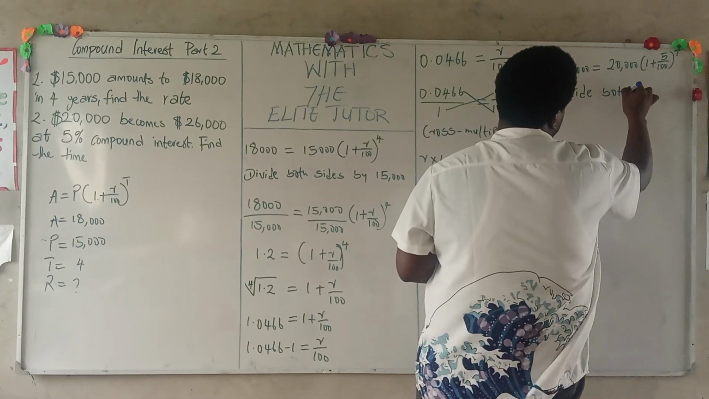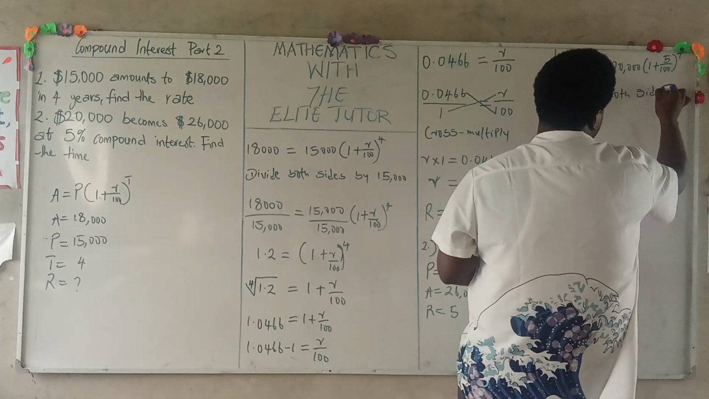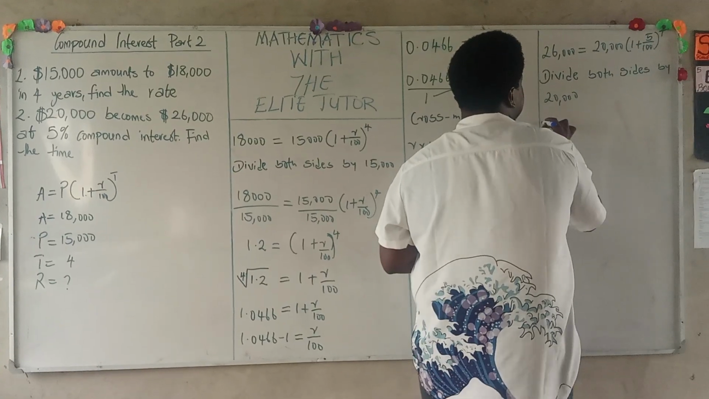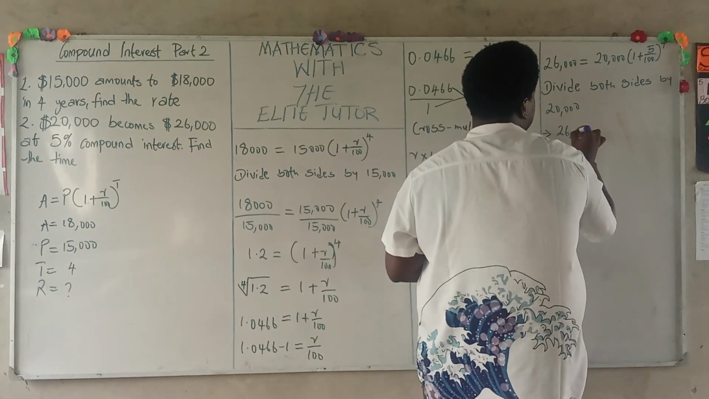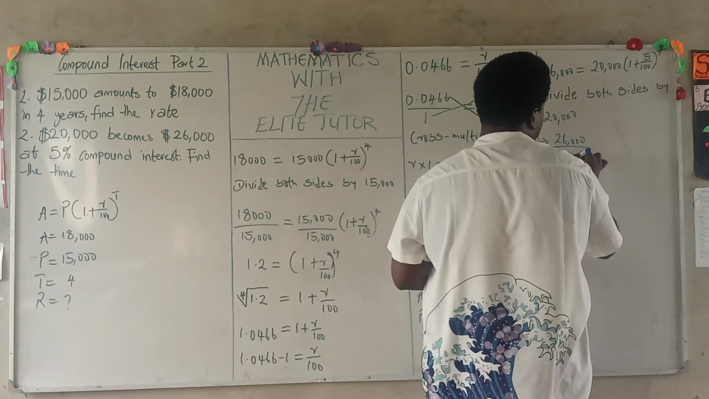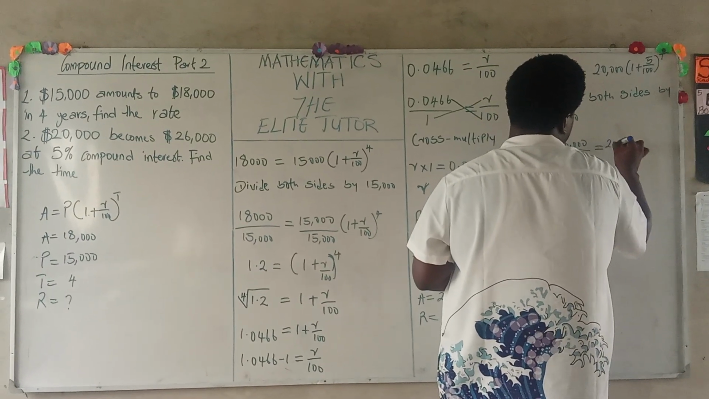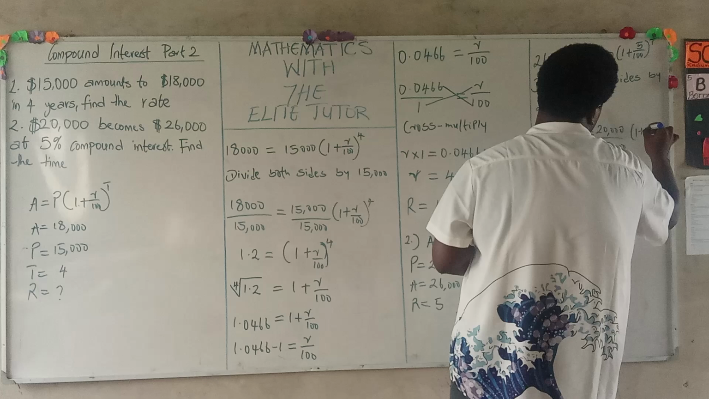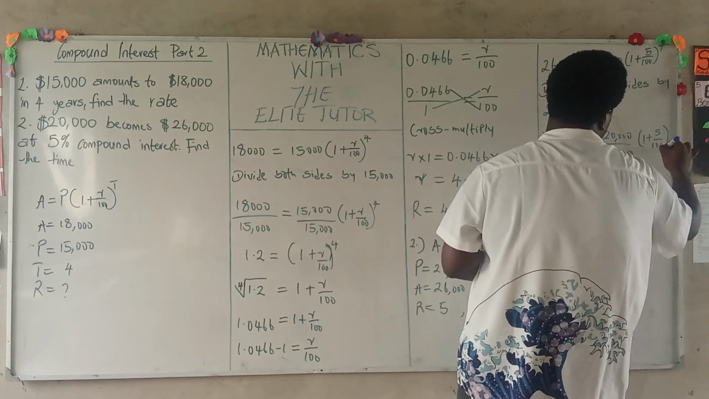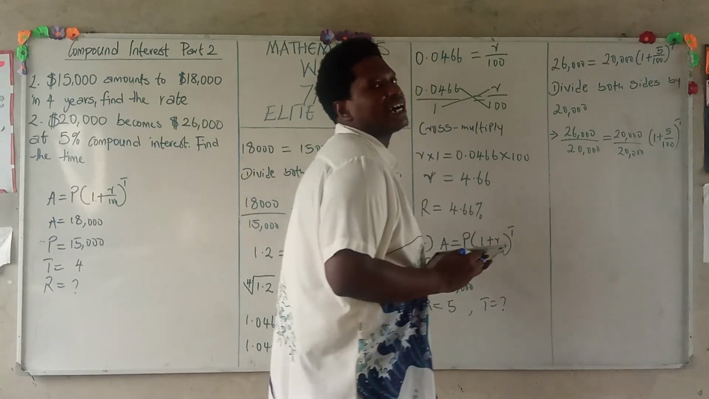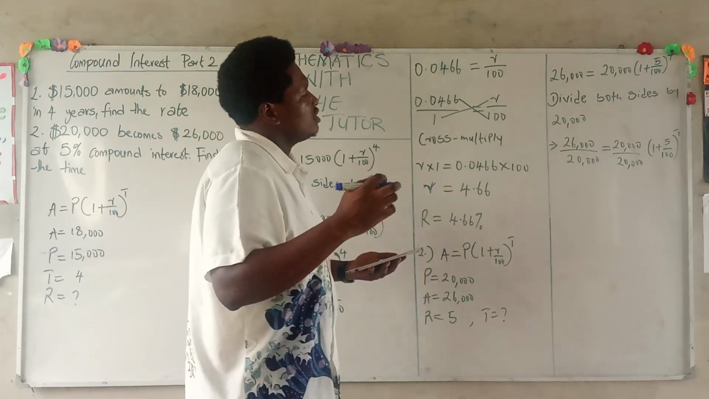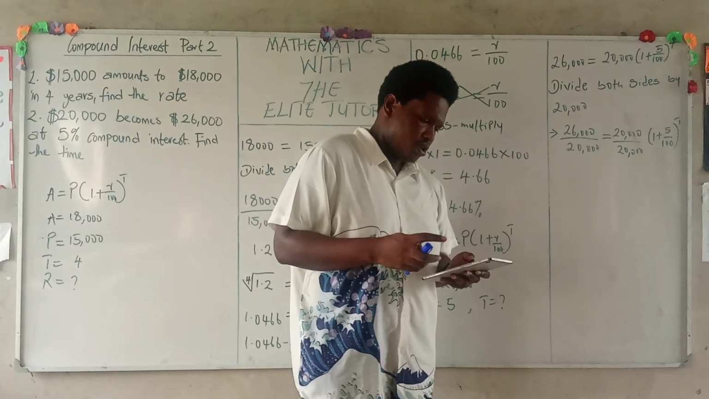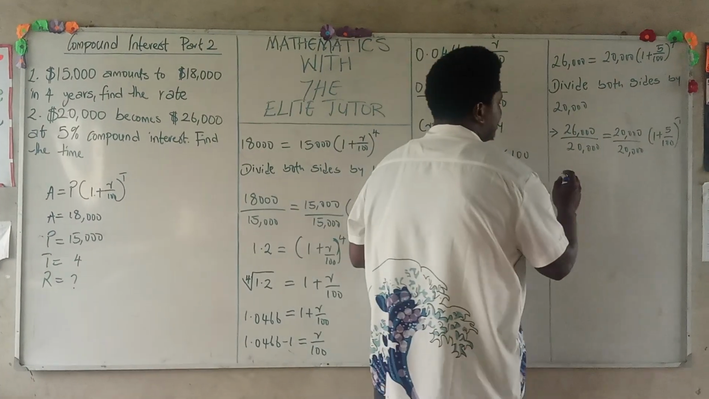Divide both sides by 20,000. So we have that 26,000 over 20,000 is equal to 20,000 over 20,000 into 1 plus 5 over 100 T. If we confirm from our calculator, 26,000 divided by 20,000, we are going to ascertain 1.3.